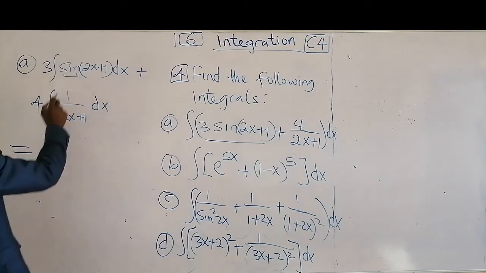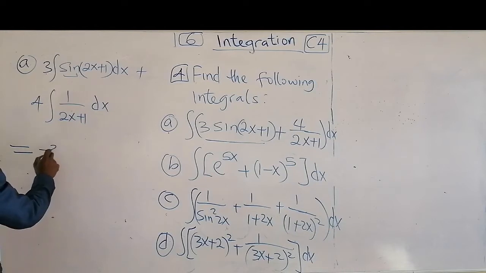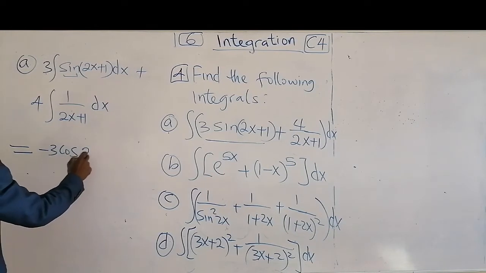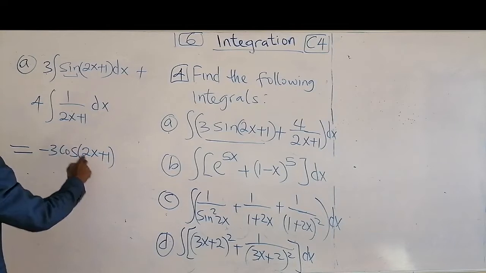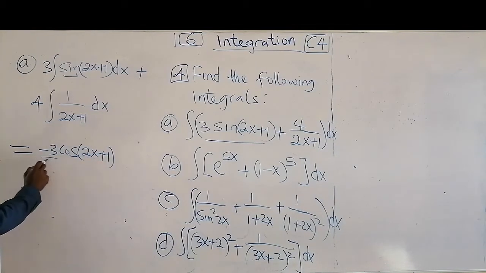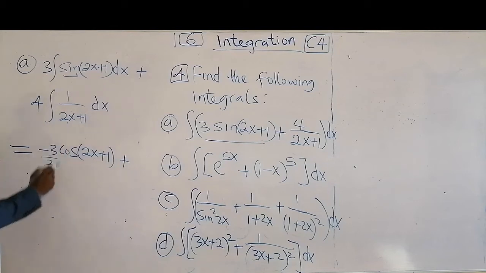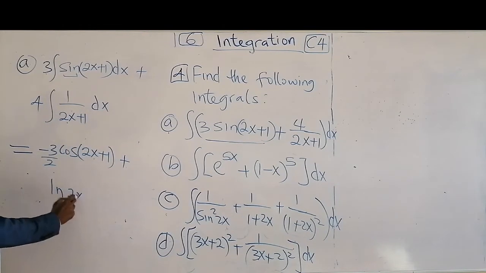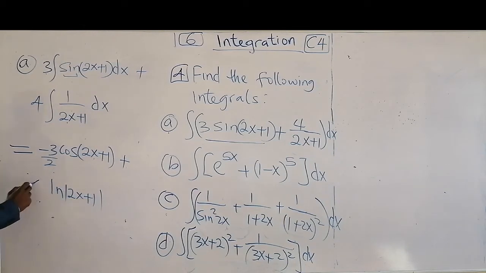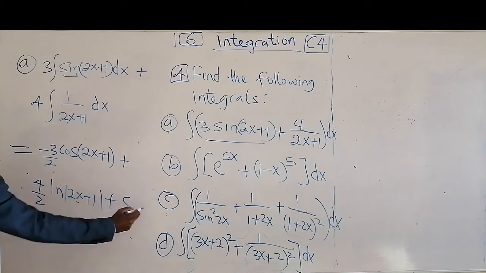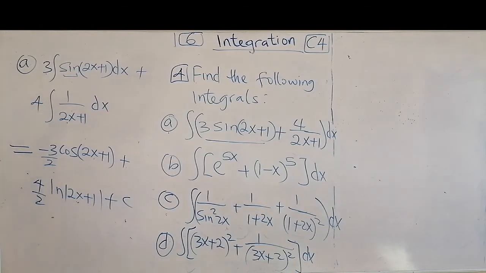The integral of sine is minus cos. So that's minus 3 cos(2x + 1), and don't forget, you divide by 2. Then plus the integral of this, that will be ln|2x + 1|, and then the 4 is there. Then you divide by 2, plus C. So that's that on question 1. And then 4 by 2, that's a 2.